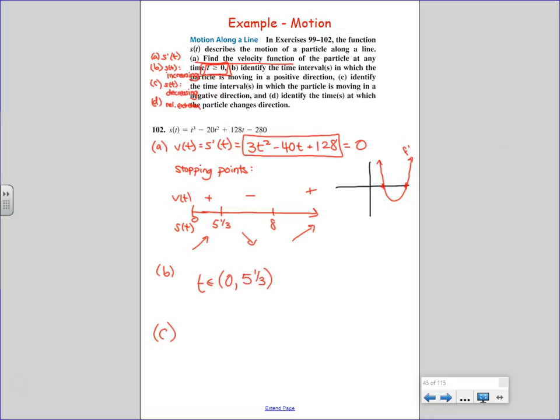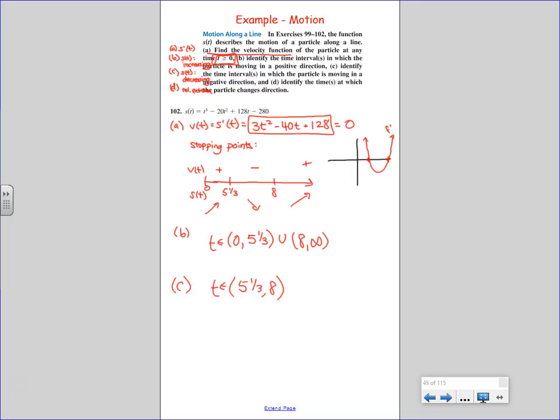Remember, always 3 decimal places. And it's also increasing from 8 to infinity. Just says greater than. Or, and, technically in math is where they overlap. If I have 2 separate answers, I need to put an or. If you really want to, just put a comma and be like, there you go. They probably won't mark you off. And then T is within 5 1/3 and 8 is when position is decreasing.